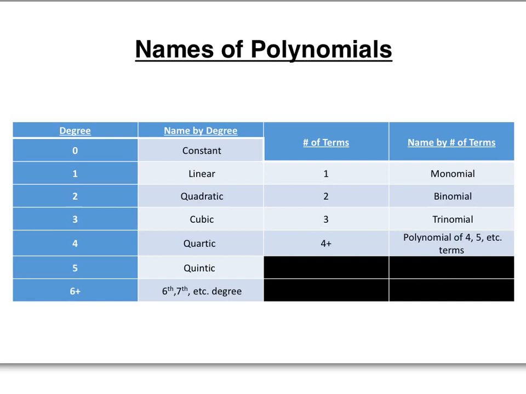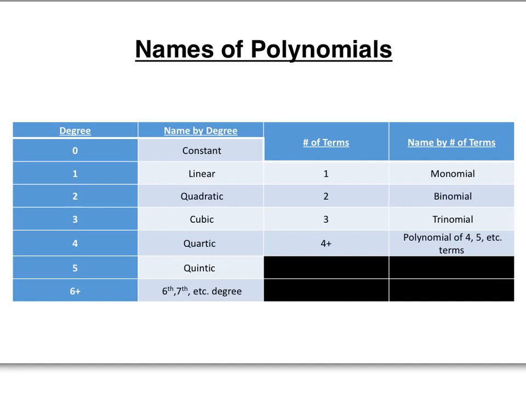Cubic, 3-dimension, should make you think of cubes. Quartic, think like 4 quarters in a dollar or 4 quarters in a game. And then quintic, like when someone has 5 babies at the same time, they're quintuplets. Anything after 5 stops having special names, so it'll just be 6th degree, 7th degree, and so on.